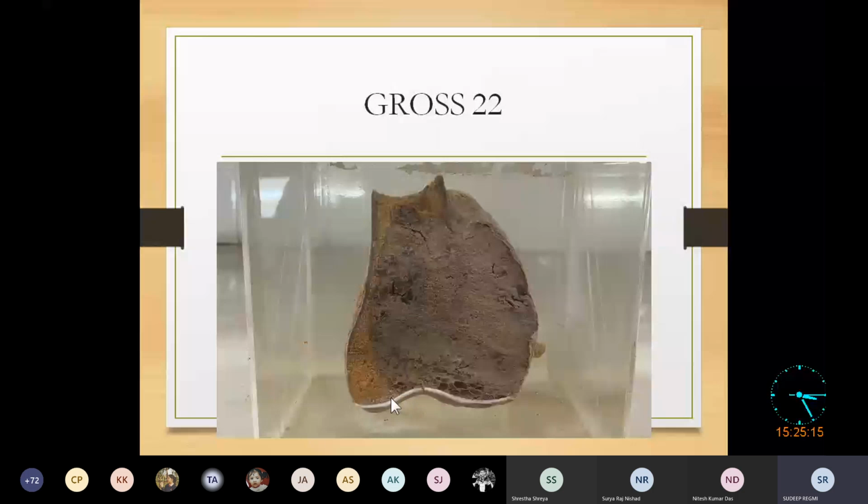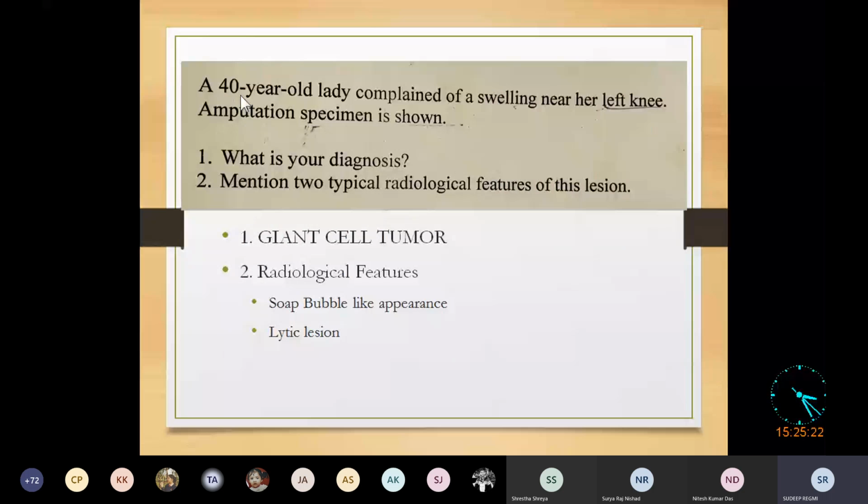So a question might come: a 40 years old lady complained of a swelling near the left knee. Amputation specimen is shown. So what is the diagnosis? And mention 2 typical radiological features of this lesion. So we know that the diagnosis is giant cell tumor. Okay, it is a giant cell tumor. And radiological features, can anyone tell?